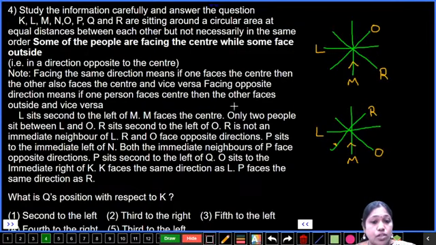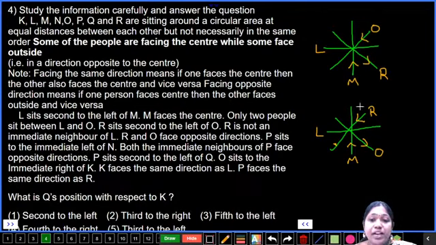Now coming to the directions. R sits second to the left of O. That means O should be facing the center. When coming to here, O should be facing away from the center. R and O face opposite directions. So as O is facing the center, R will be facing away from the center. Where O is facing away from the center, R will be facing towards the center.